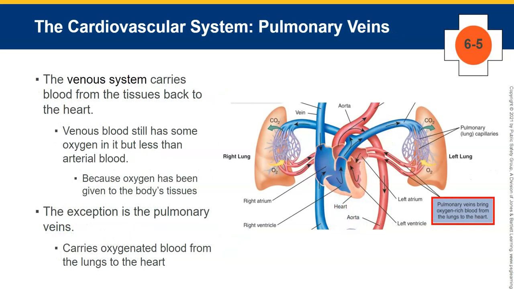The venous system carries blood from the tissues back to the heart. The venous blood still has some oxygen in it, but far less than arterial blood. The exception being the pulmonary veins. That's where oxygenated blood from the lungs is carried to the heart.